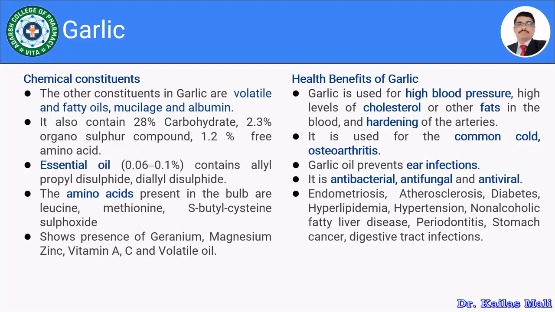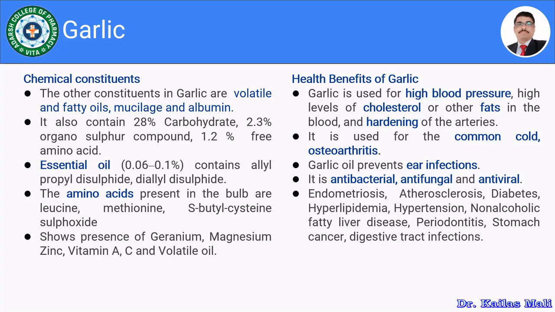So garlic is responsible for managing high blood pressure. It is going to reduce the blood pressure. It is going to manage the levels of cholesterol in the body. It is going to manage the fat levels in the blood, and it helps with hardening of the arteries. So it has a great role in the management of cardiovascular diseases. Furthermore, garlic is being used for the common cold and osteoarthritis.